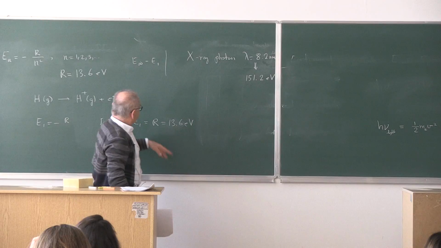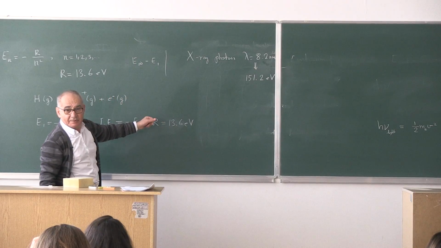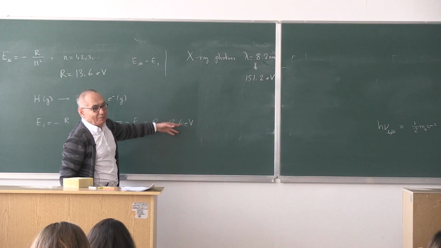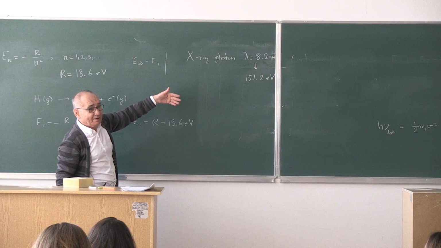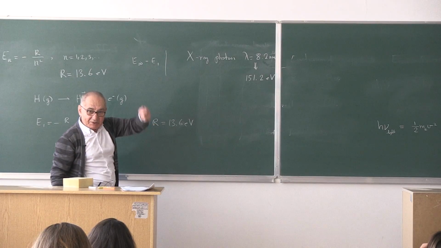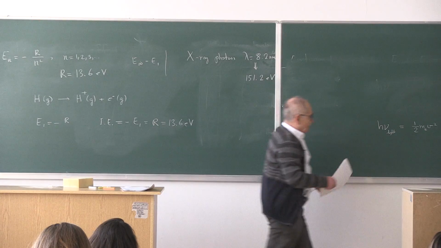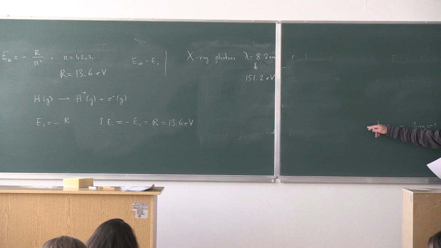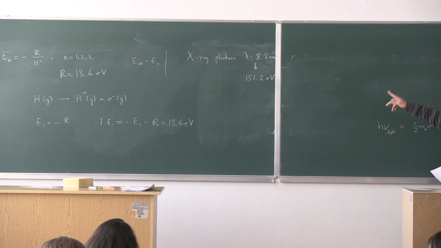Is this energy enough to cause ionization? You need only 13.6 eV, but that photon has much larger energy. So the electron will be ejected. Then this quantity will be ionization energy. You will put 13.6 eV here. The photon energy is 151.2 eV, which is here. Then you will get the kinetic energy.